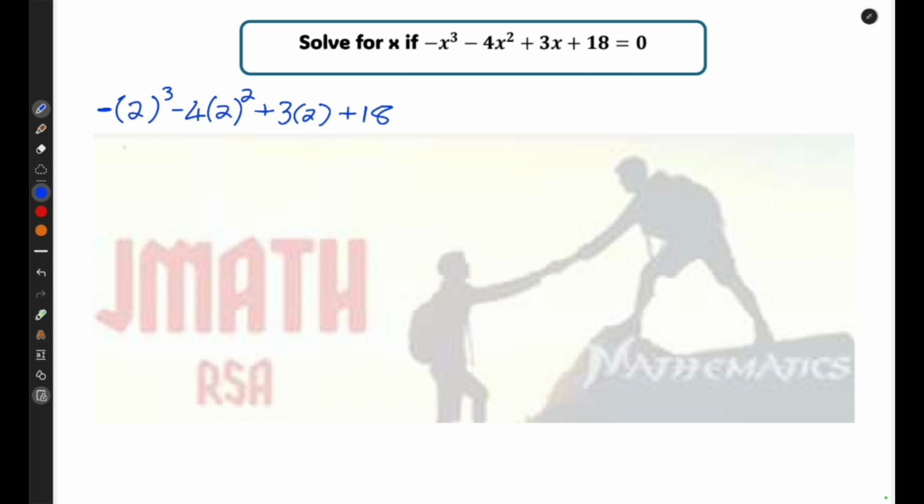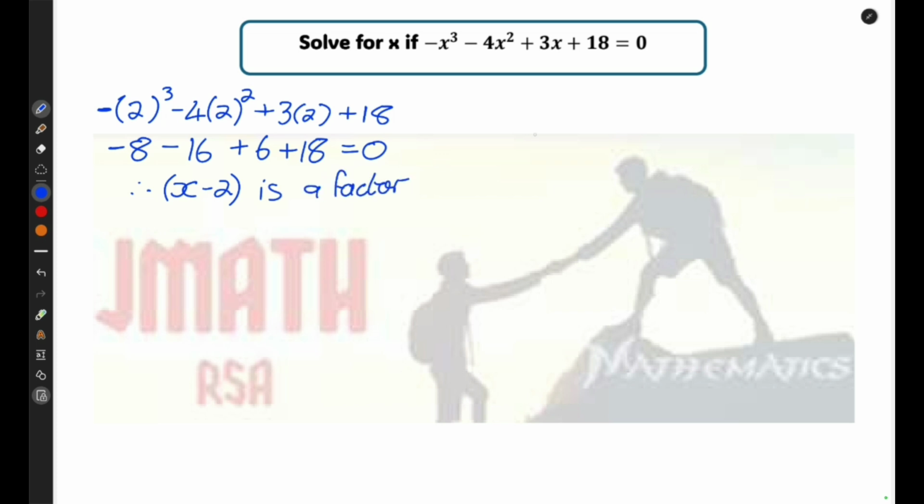So minus 2 cubed gives me minus 8. This is minus 4 times 4, which gives me minus 16. 2 times 3 gives me plus 6, and plus 18. So I have a minus 24 plus 24, and that would just equal 0. So perfect, 2 was the right number, and I can therefore say x minus 2 is a factor.